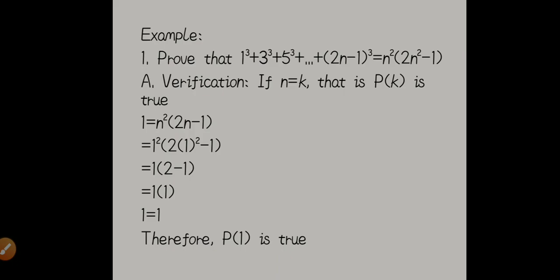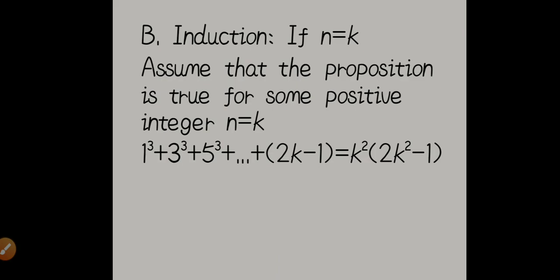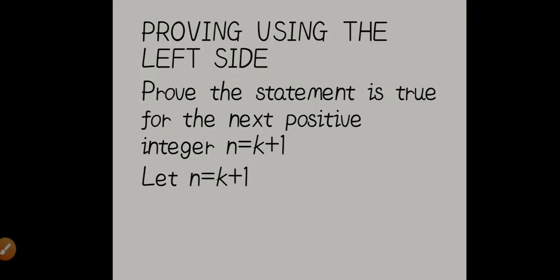Now let us use induction. So our n is k. Let us assume that the proposition is true for some positive integer n equal to k. So 1 raised to 3 plus 3 raised to 3 plus 5 raised to 3 plus so on, plus the quantity of 2k minus 1 raised to 3, is equal to k squared times 2k squared minus 1. As you noticed here, we are replacing our n with k. Now, proving using the left side, prove the statement is true for the next positive integer.